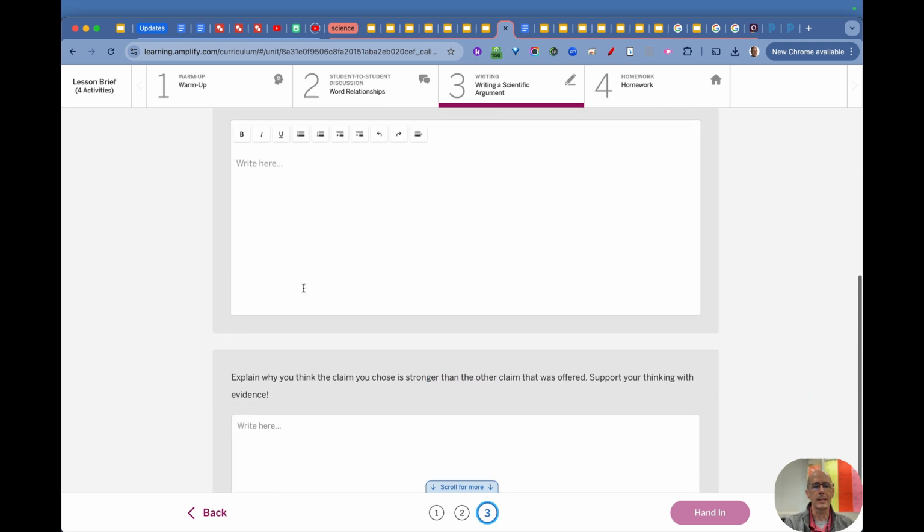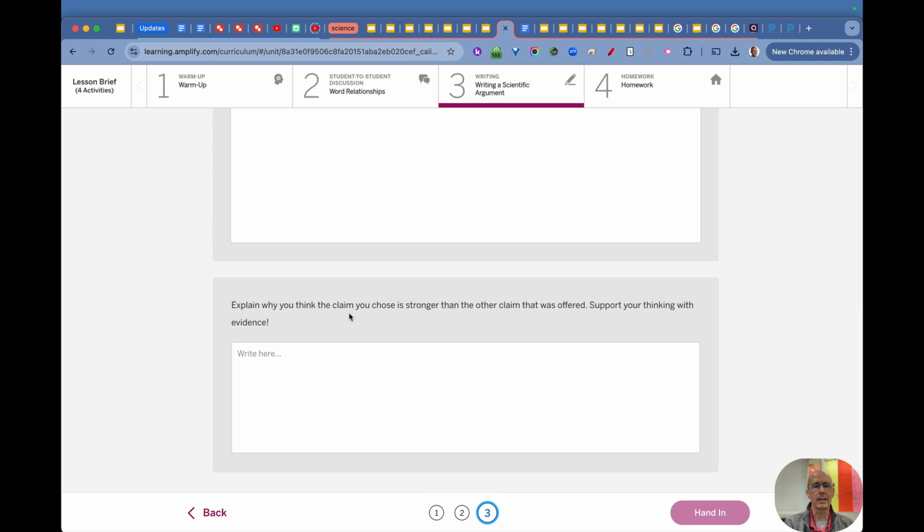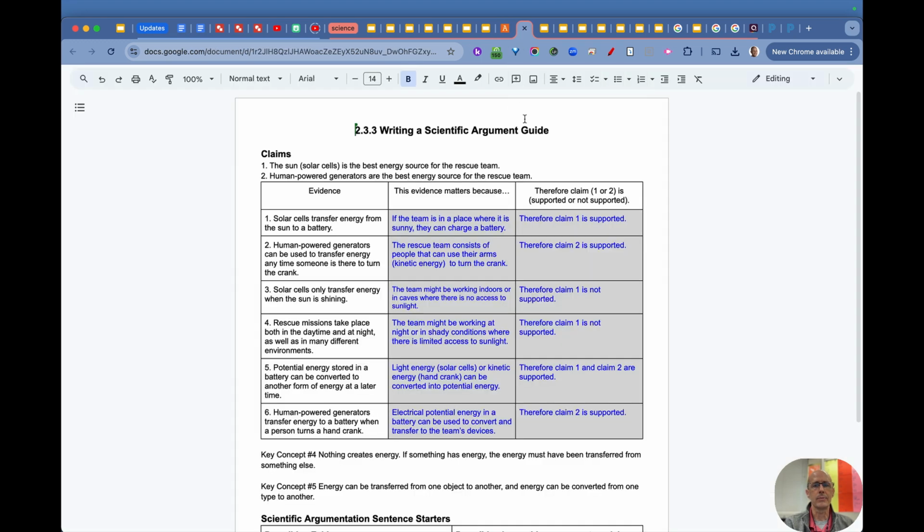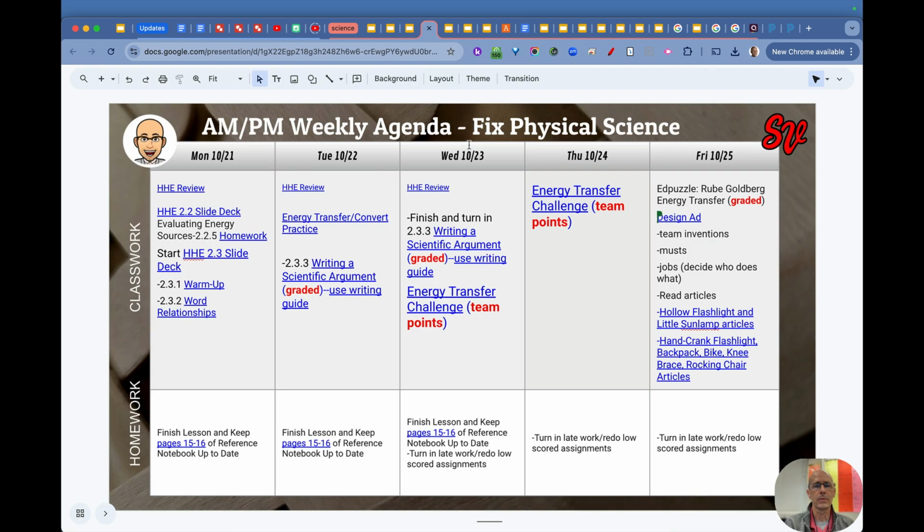They had to write that, and then they had to explain why they think the claim they chose is stronger than the other claim that was offered. They had to support their thinking with evidence. I gave them this handout as a guide, so they had evidence, and how they can explain the evidence supports the claim or does not support the claim. That was due on Wednesday and graded.